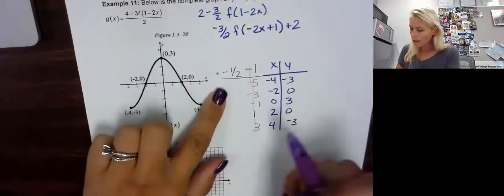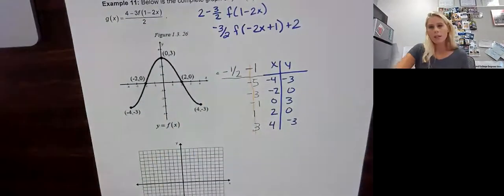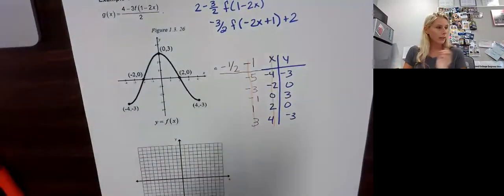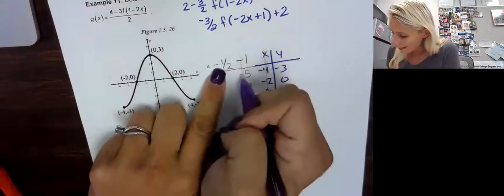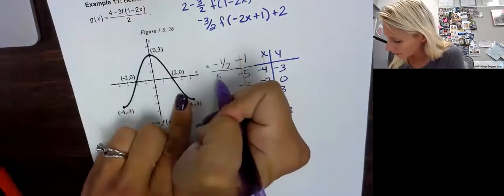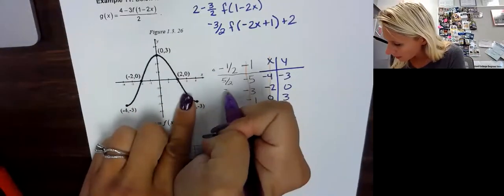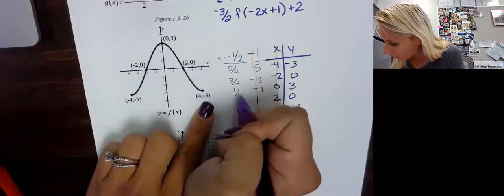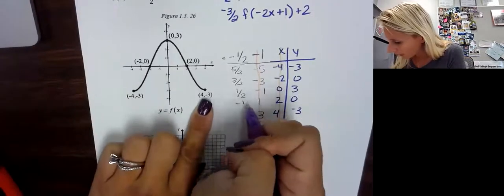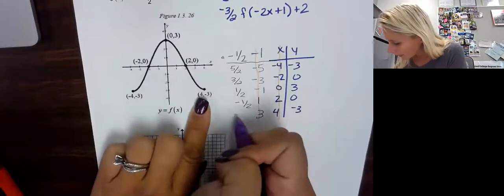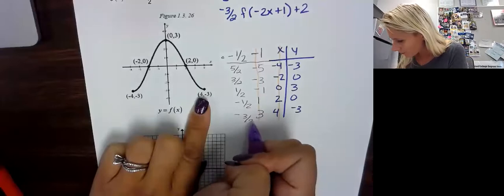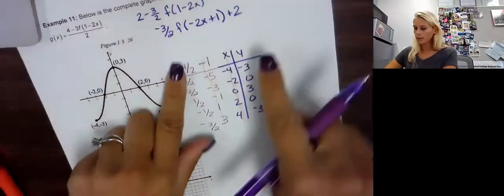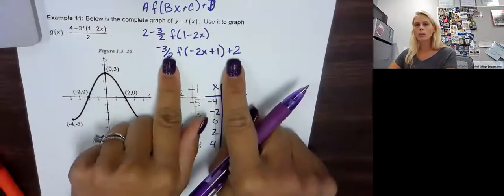Okay, why didn't I scratch that one out? Look at me. I mean, I'm going to scratch it out eventually, but okay. So that means a negative times a negative is a positive. So we get 5/2, 3/2, 1/2, -1/2, and -3/2. Okay. And now my y, on the outside here, remember which one do I do first?